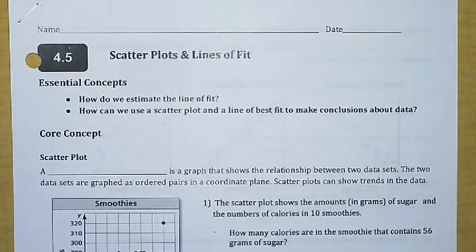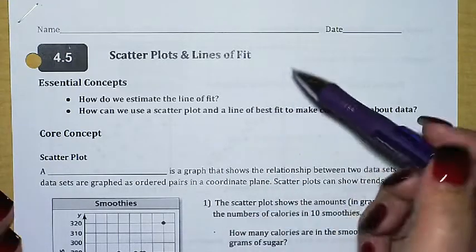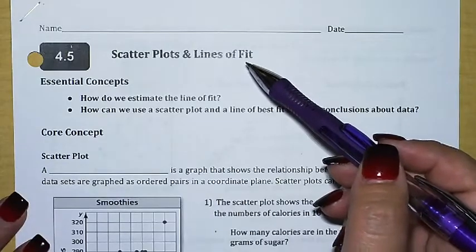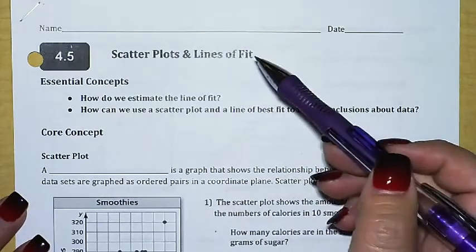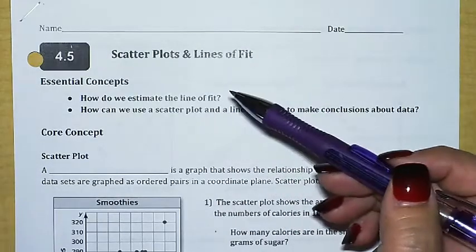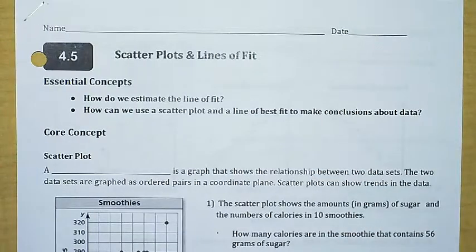Lesson 4.5 is all about scatter plots, and the reason this ties in so well into our unit of writing equations is because once we define and review scatter plots in general, we're going to then really focus on writing lines of best fit, finding a line of best fit that lets us see a pattern and make some predictions based on the data. So let's first define a scatter plot.